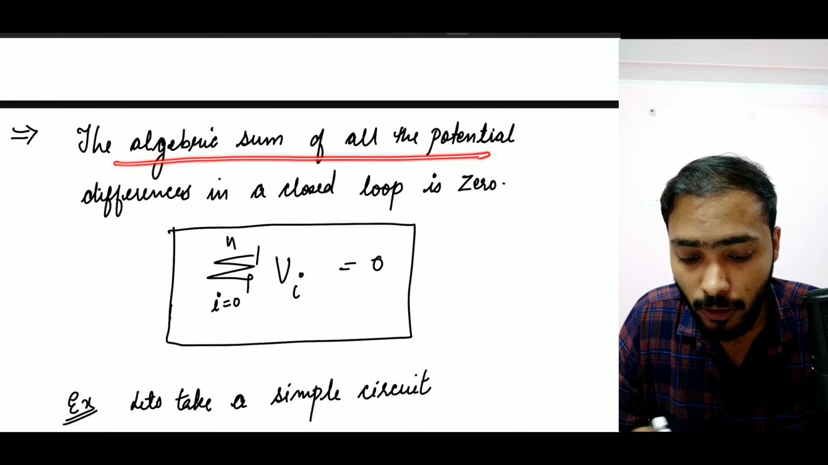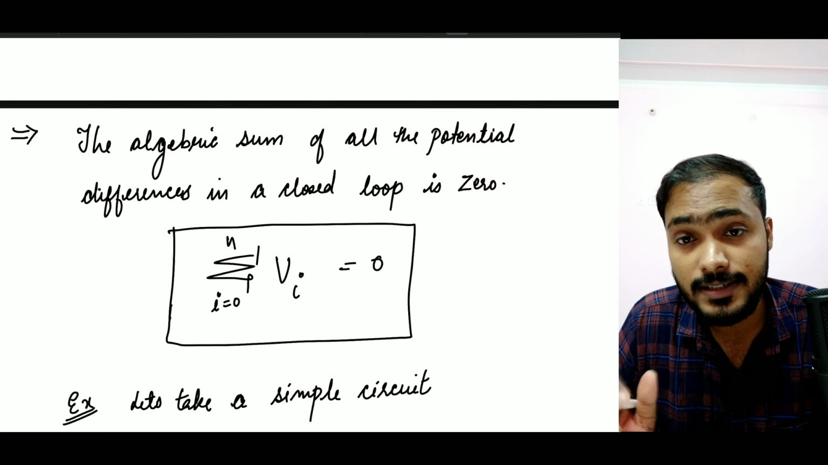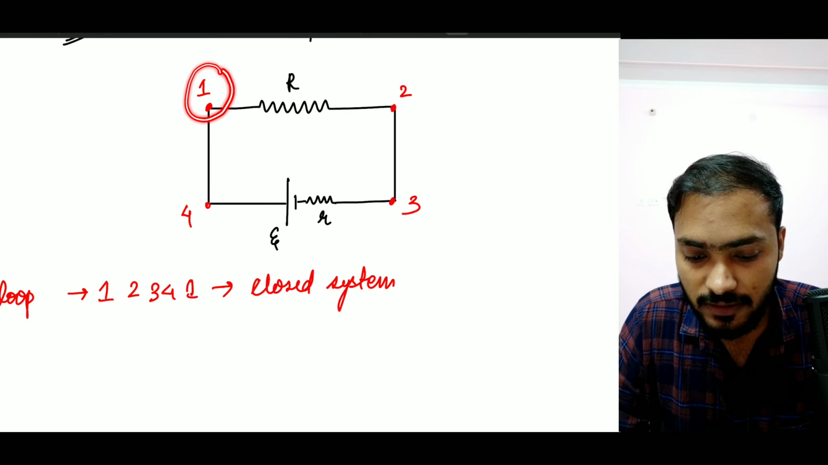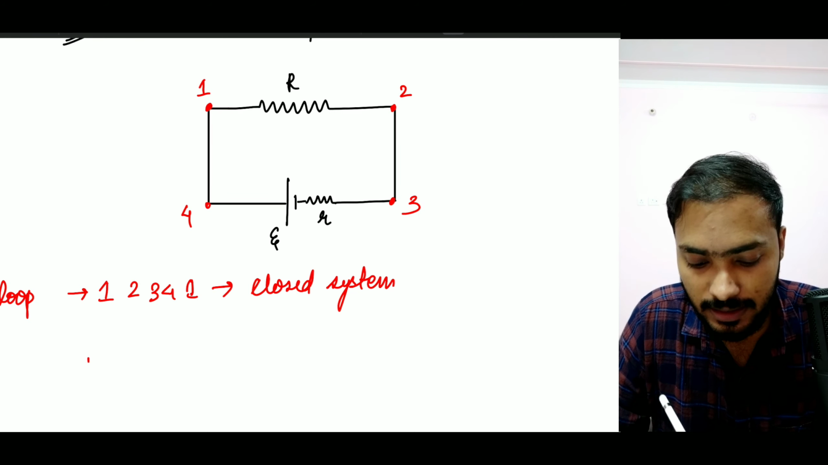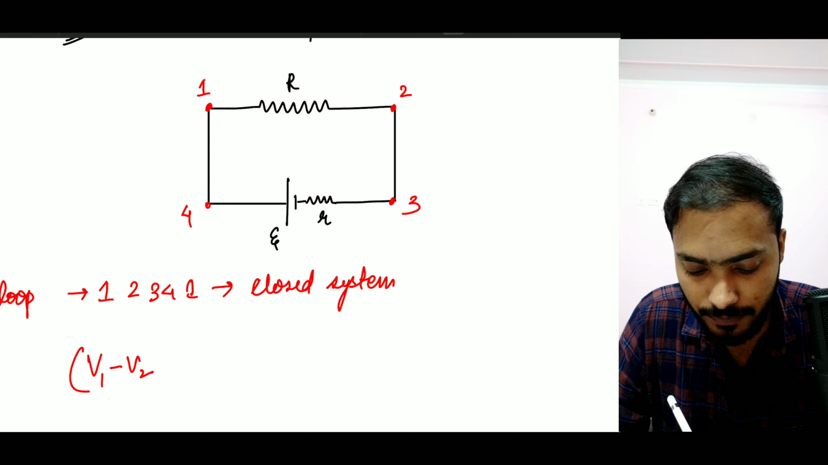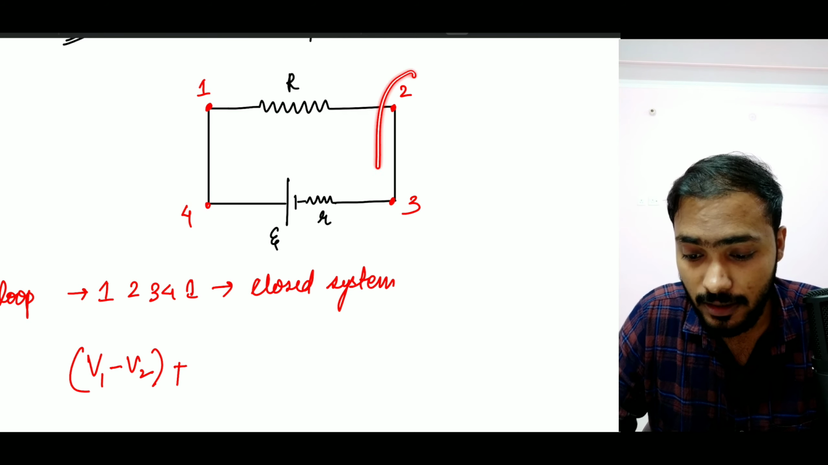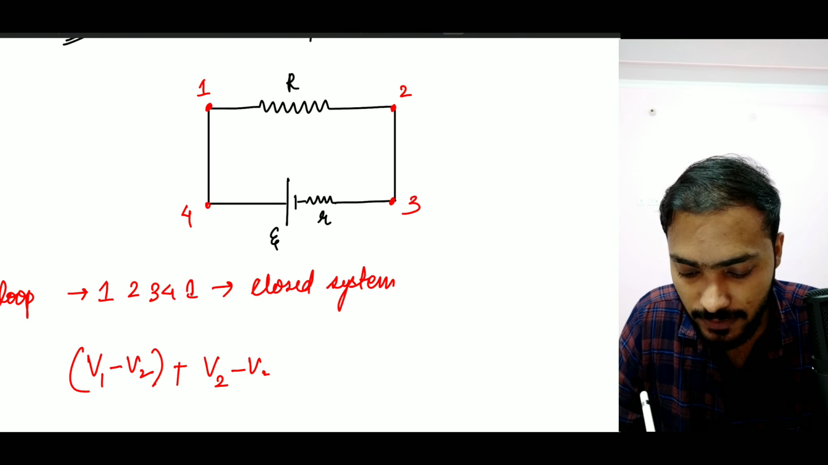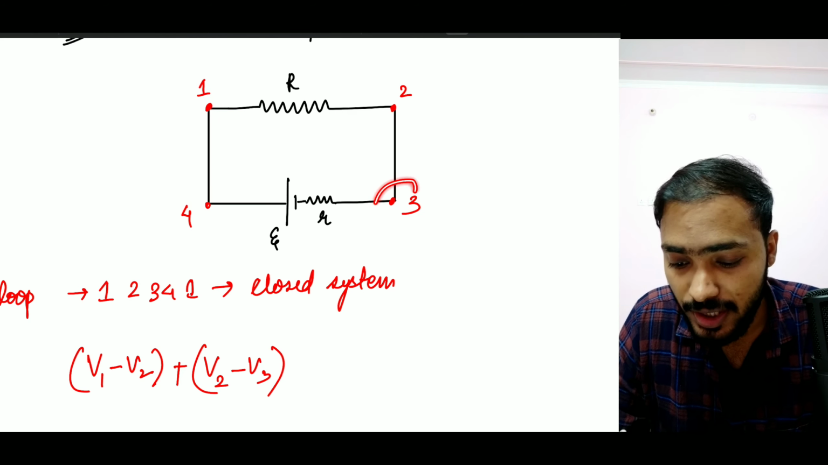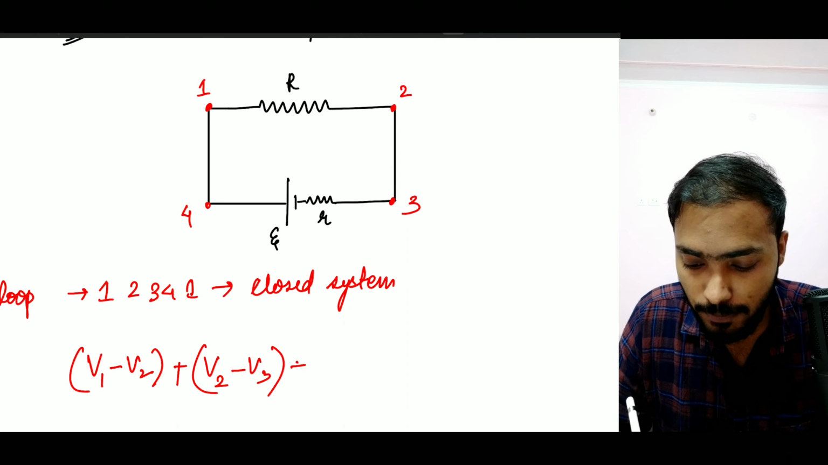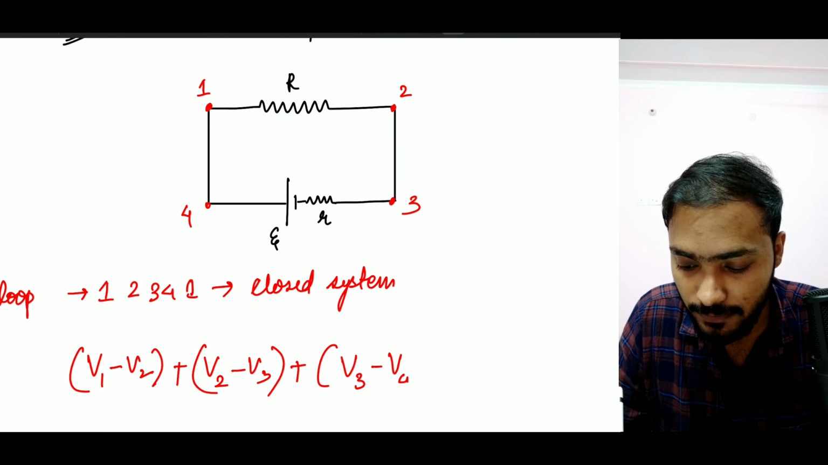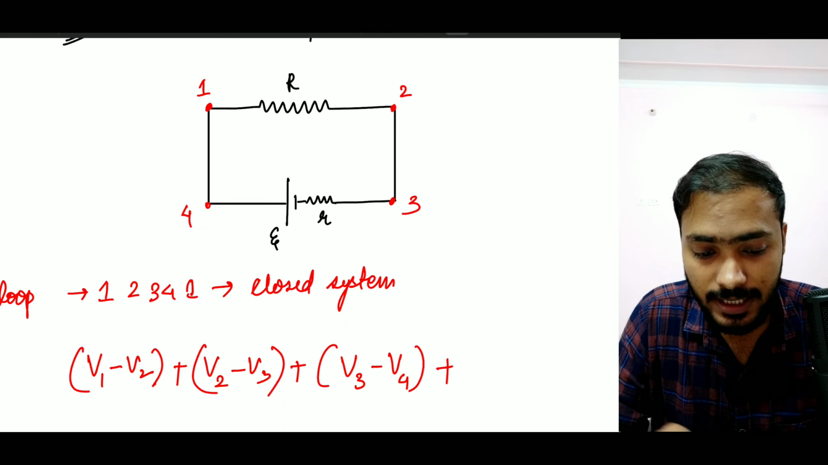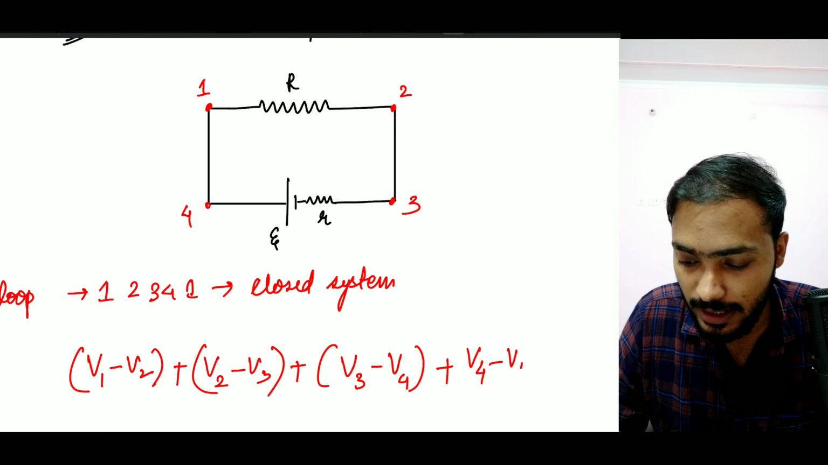In the closed system, let's read the other parts, right? The algebraic sum of all the potential differences is equal to 0. The algebraic sum of all the potential differences, right? So let me just very quickly write the potential difference across your 1 and 2 points: potential difference V1 minus V2, plus potential difference across your 2 and 3, let me just write that here, V2 minus V3, right? Okay, then potential difference across 3 and 4, that is plus potential difference V3 minus V4. I hope you guys can understand, plus potential difference across your 4 and 1, right?